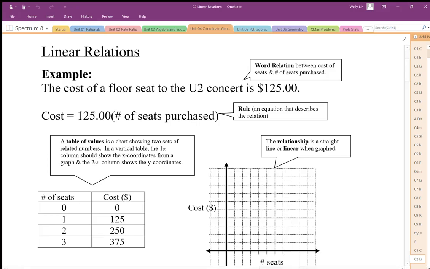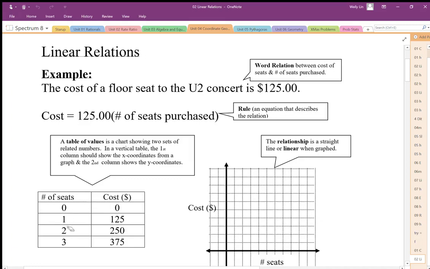So in this example, it says the cost of floor seats to some concert is $125. So the calculation to calculate the cost is going to be cost equals $125 per ticket times the number of seats purchased. And our table looks like this.